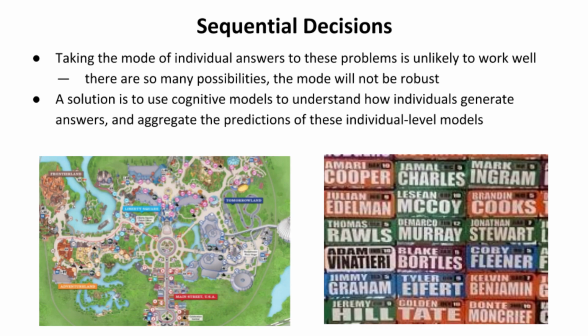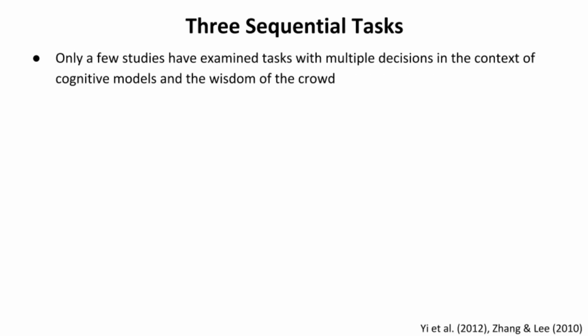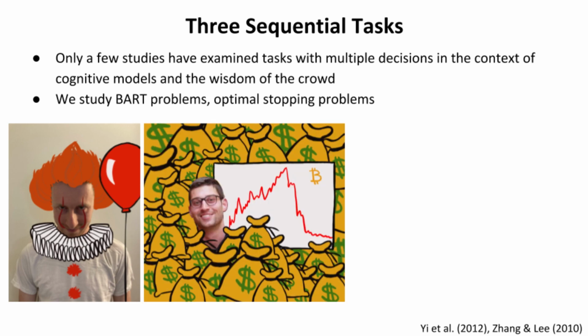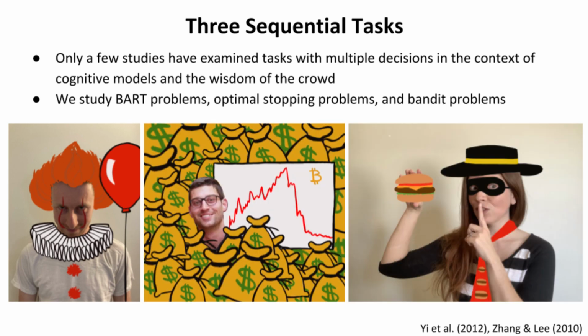In this talk, we're going to consider the way in which cognitive models can help provide useful wisdom of the crowd aggregation for sequential decision problems like these. There has been just a little work on this theme in the past with combinatorial optimization problems, but we're going to extend it to three classic sequential decision problems, and this is a good time to introduce my co-authors. We're going to look at the balloon analog risk task with Jeff Kuhn, we're going to look at optimal stopping problems with Bobby Thomas, and we're going to look at bandit problems with Holly Westphal.